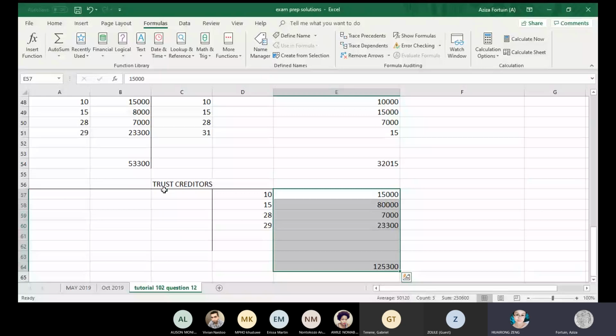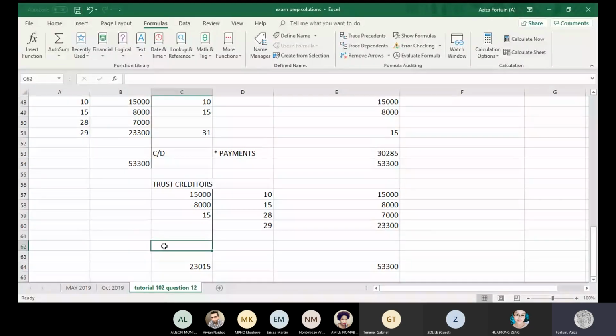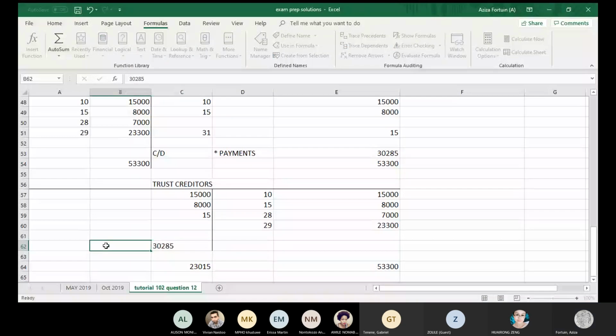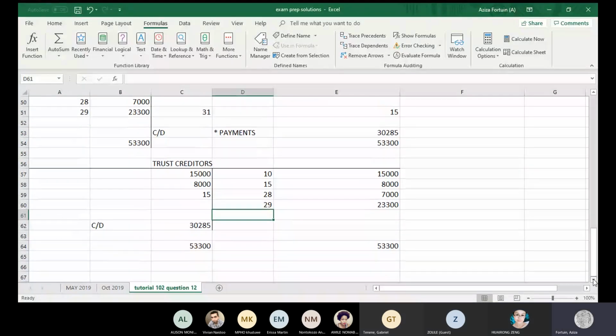Where do you see 80,000? Oh, I've changed that a while back already. The screen is frozen. Let me just unfreeze it. I don't know why it's doing this. Okay, so in my trust creditors control account, I'm going to have the 15,000, the 8,000, and the 15. So I'm going to have a carry down here of 3285. Are we on the same page now? Yes.